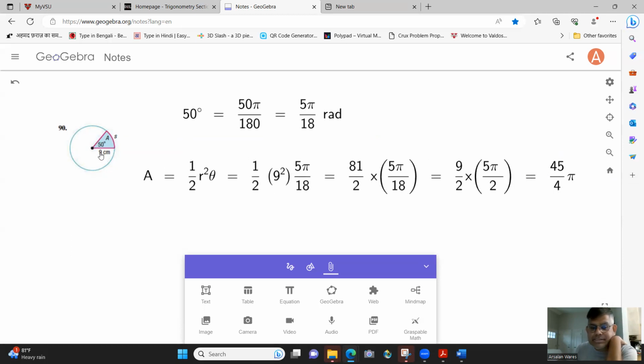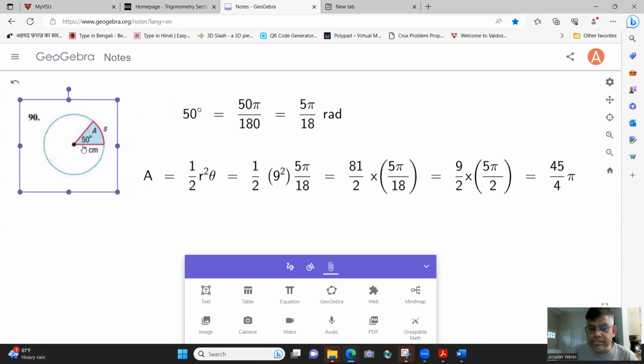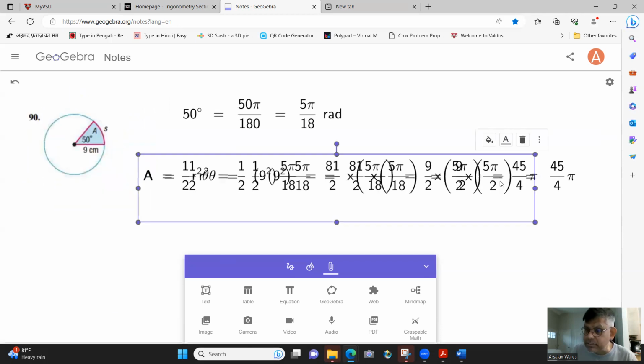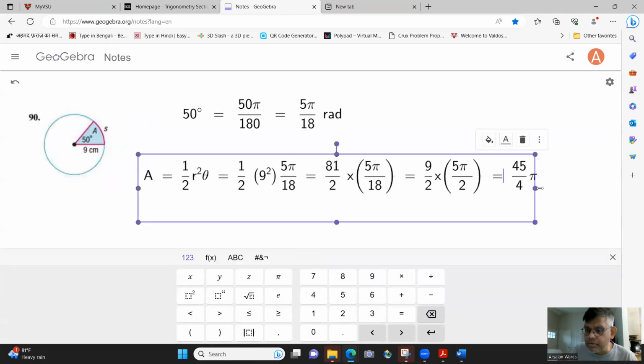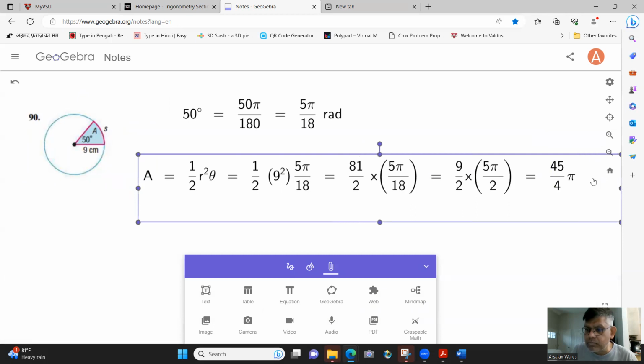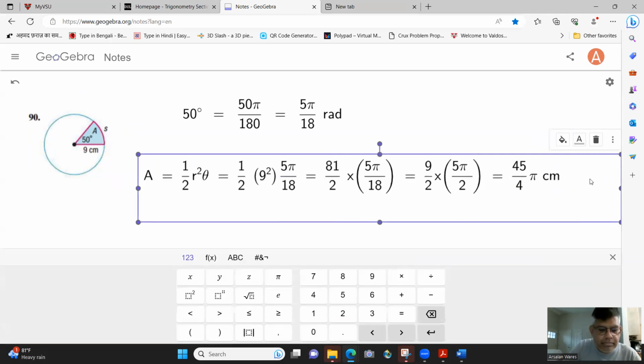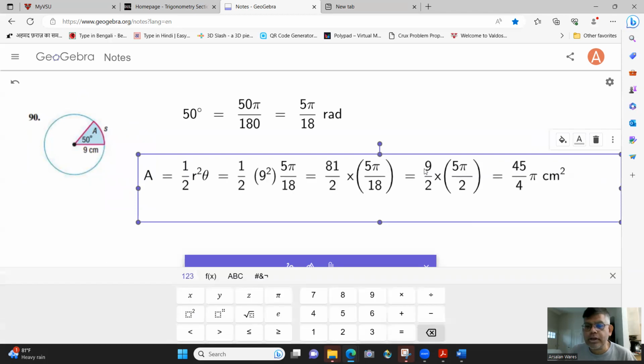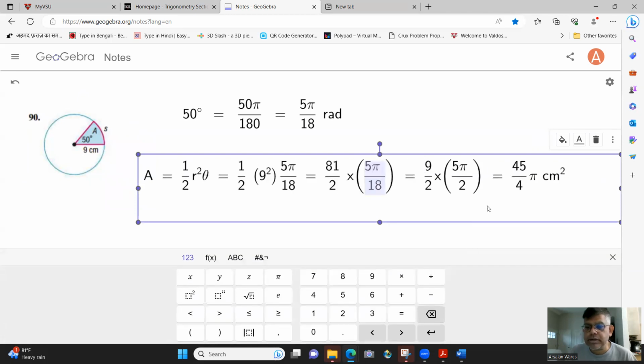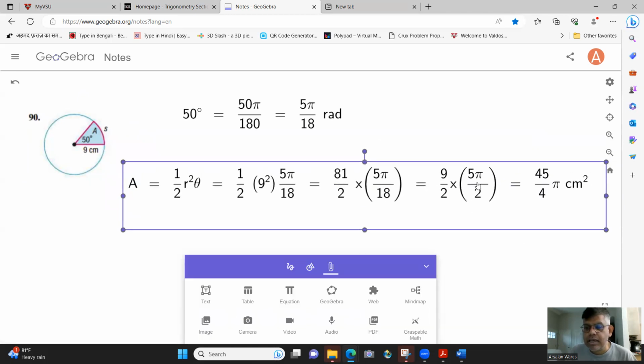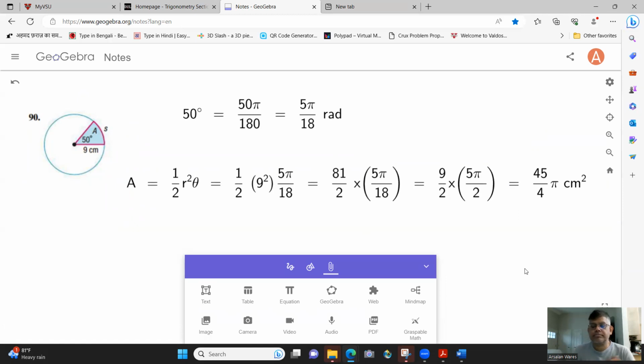What's your unit? Since the radius is in centimeters, area is going to be not centimeters, but centimeters squared. So if you really want to be formal, and you should be, centimeters squared. So that's your answer, 45 pi centimeters squared.